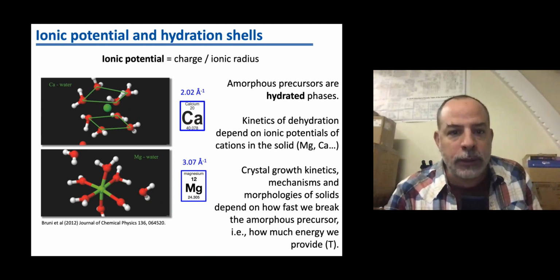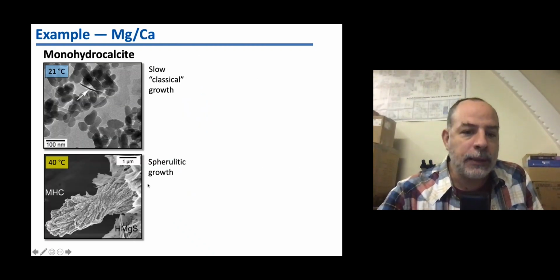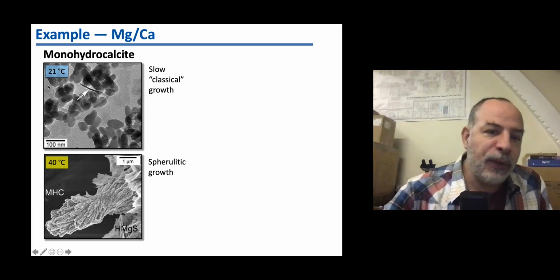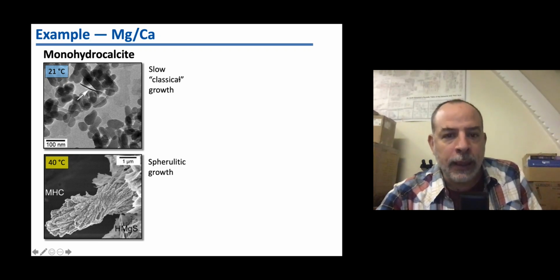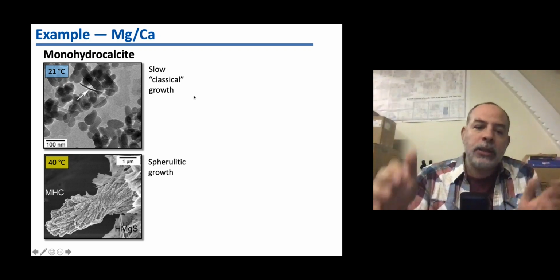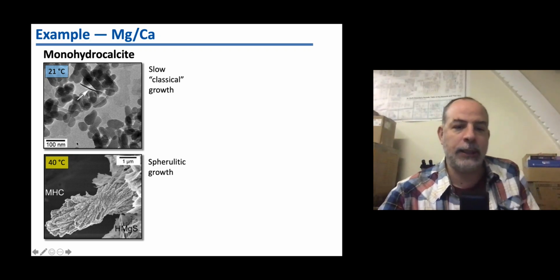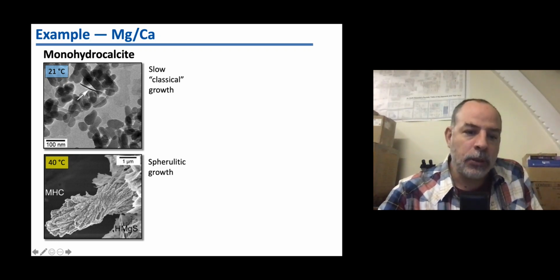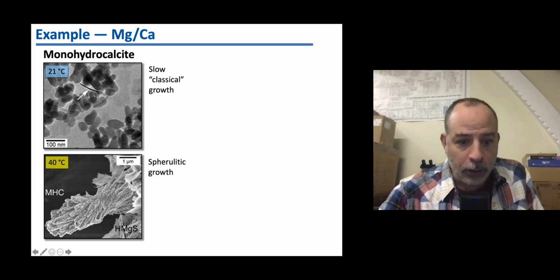And I can show you another example here. These crystals are both monohydrocalcite. The first one formed at 21 degrees C. The second one formed at 40 degrees C. In the first one, we have seen a slow, classical growth in which the crystals are growing very slowly and they are nanometer size. The second one, at the higher temperature of 40 degrees C, formed by spherulitic growth.